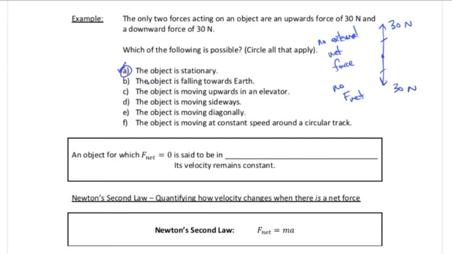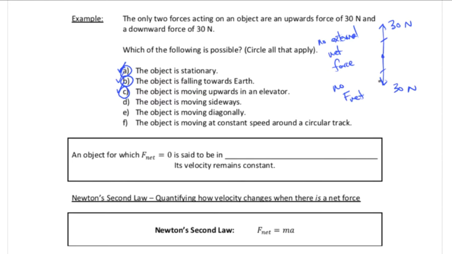So that's possible. The object is falling towards Earth. Well, it could be falling towards Earth if there was enough air resistance that it was falling with constant velocity. So it couldn't be in free fall, but it could be falling towards Earth if there was air resistance and it was at terminal velocity. It could be moving upwards in an elevator if it were doing so at constant speed. It couldn't be the very start of the motion when it accelerates from rest, or at the end when it breaks to rest, but it could be sometime in between when it's moving with constant speed.